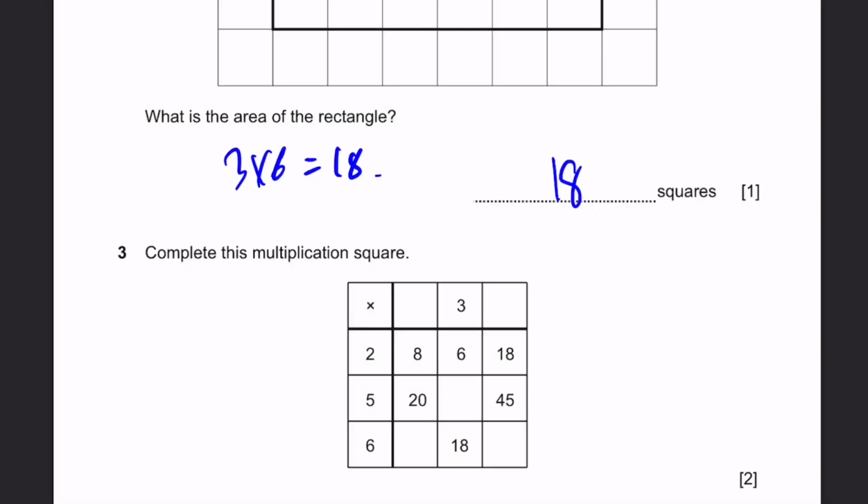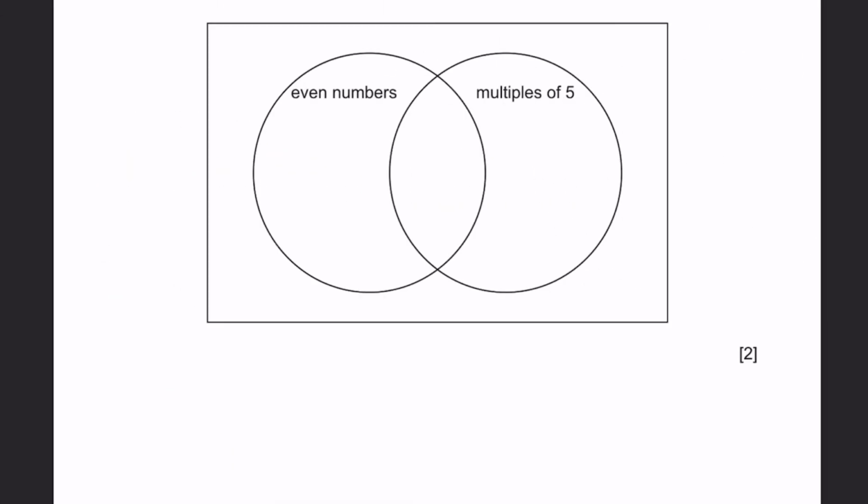Question 3. Complete this multiplication square. So we multiply the number on this column into the number on this row to get the values inside the 3 by 3 box there. 2 into 4 is equal to 8. 2 into 9 equals 18. 5 into 3 is 15. 6 into 4 is 24. 6 into 9 is 54. That's the answer.